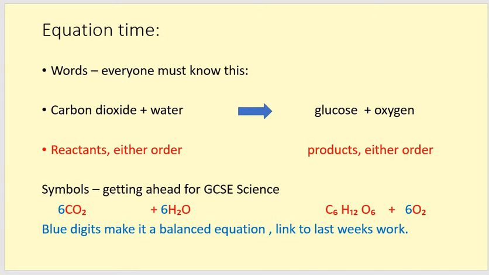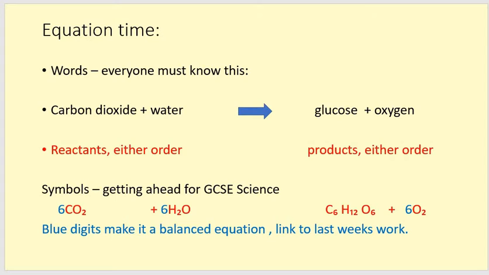Now, if you want to get yourself ahead for GCSE Science and you want to revise balancing equations, which we have been doing previously this term, you have CO2 is carbon dioxide, and you have 6 molecules of that. See the blue number 6 in front? It tells you there are 6 of those molecules. We have water, H2O. I know you all know that already. You again have 6 molecules of that. This is quite easy. You've got a 6 and a 6. Only one number to remember.